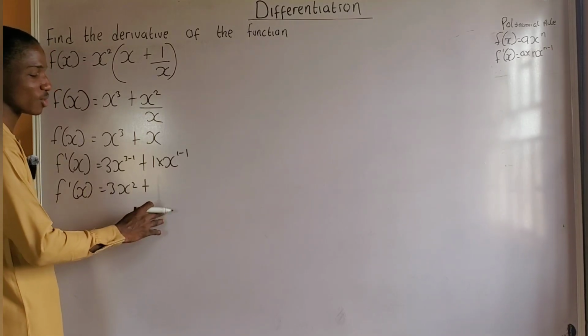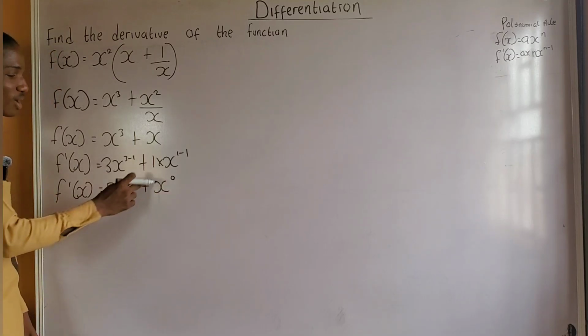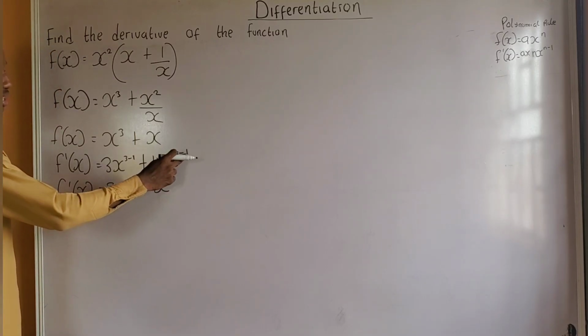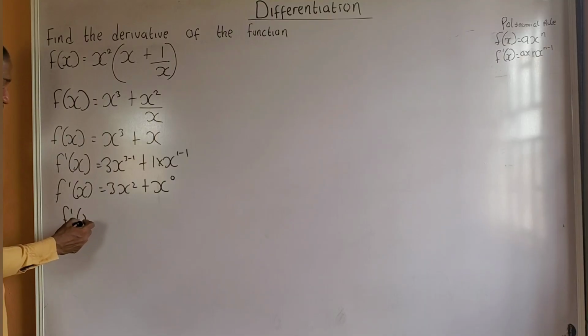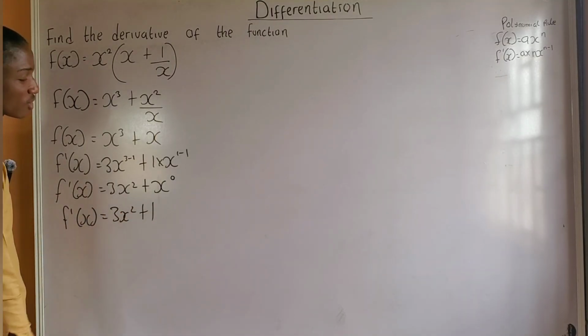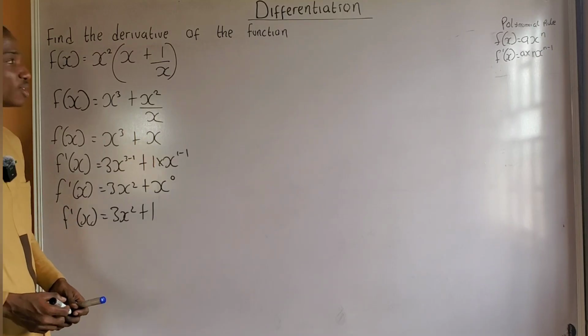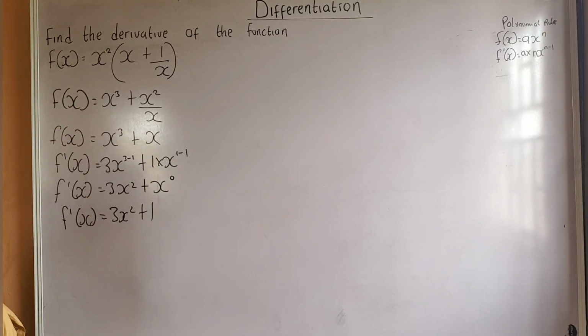Maybe you are wondering how I got 1. x raised to the power of 0, right? 1 times x is x. 1 minus 1 is 0. I'm going to have x raised to the power of 0. So the derivative of f of x will be equal to 3x squared plus 1, because x to the power of 0 is 1. Do you understand? You can see that this one is easy. Okay, let's look at one more question.